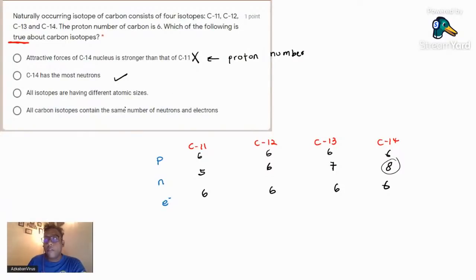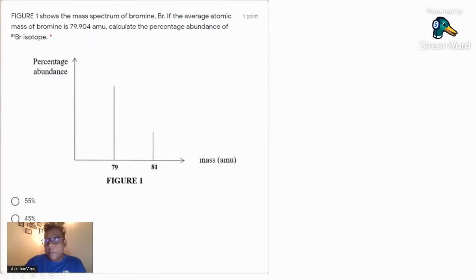All isotopes are having different atomic size. No. Sebab apa? Size bergantung dengan proton number. Okay, proton number. So, bila bergantung proton number, automatically, semuanya size sama. All carbon isotopes contain the same number of neutrons and electrons. No, they have the same number of electrons, but they have different number of neutrons. Hi, Mr. Muzaffar. So, jawapannya adalah B. Carbon 14 have the most number of neutrons. Okay, we move on to the next question.